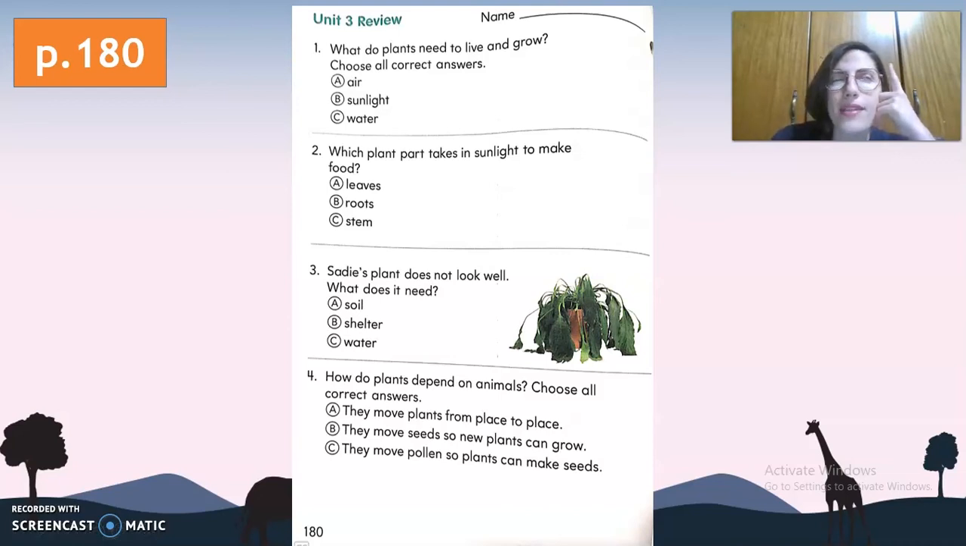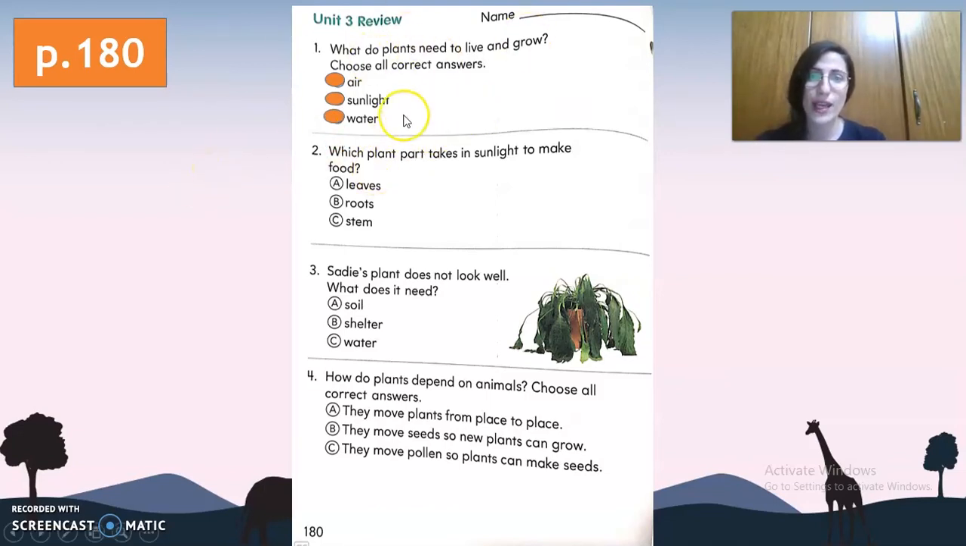So we start thinking. What does the plant need to live and grow? Take a minute, guys. A, air. B, sunlight. Or C, water? Well, it is A, air. B, sunlight. And C, water. So it needs all three to live and grow as well, okay? Clear so far?